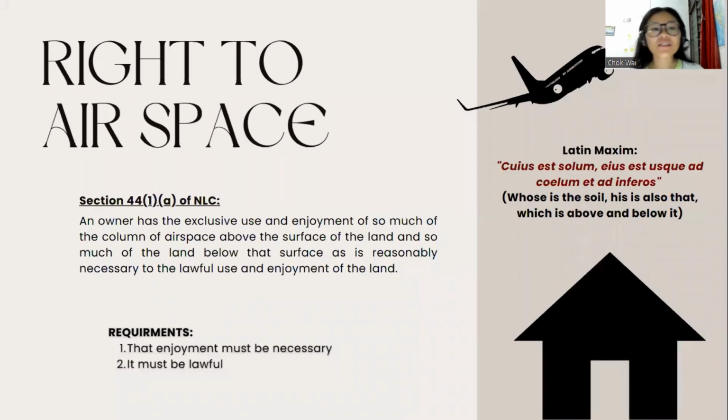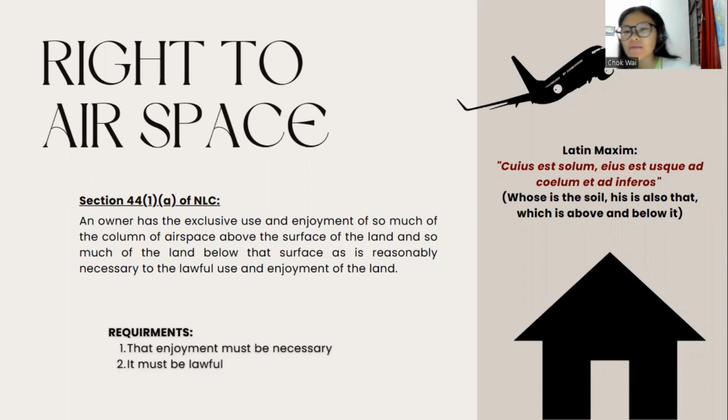So, first of all, let's see what is the right to airspace. Under Section 44, Subsection 1, Subsection A of the National Land Code, an owner has the exclusive use and enjoyment of so much of the column of airspace above the surface of the land, and so much of the land below that surface as is reasonably necessary to the lawful use and enjoyment of the land. Meaning to say, when it comes to land ownership, there are two requirements to be considered: first, enjoyment must be necessary, and second, it must be lawful.